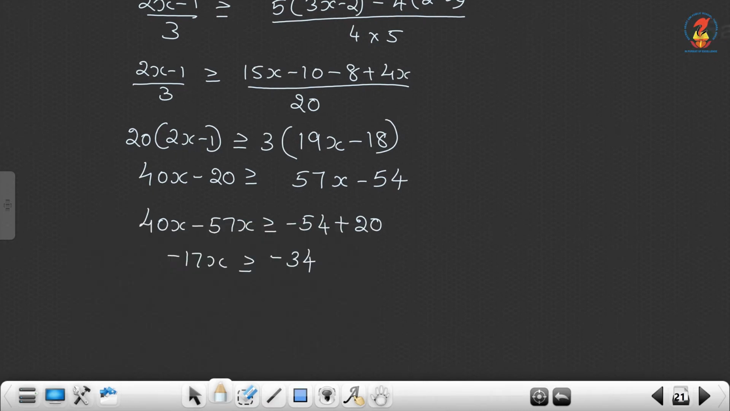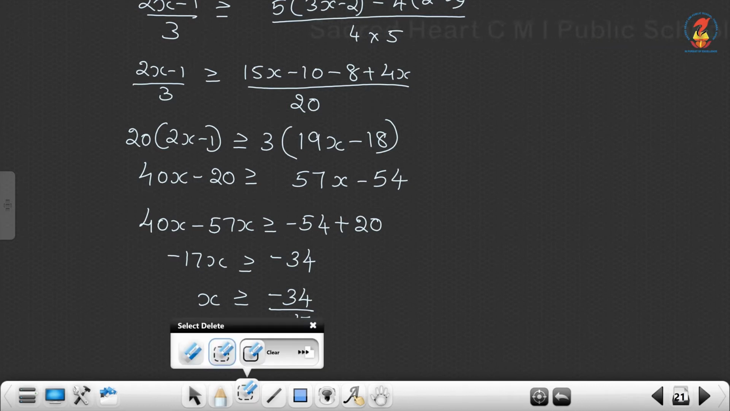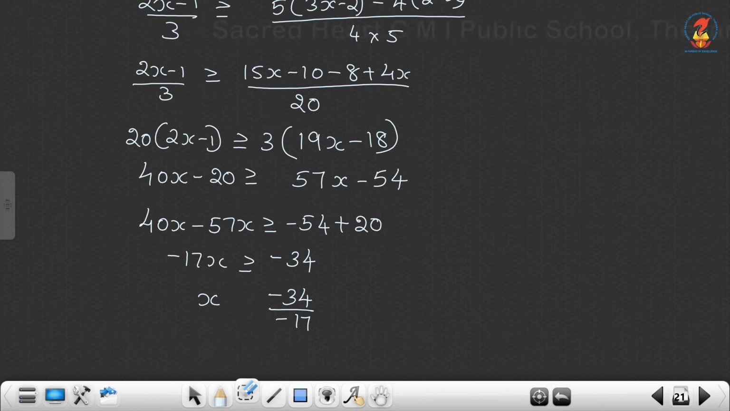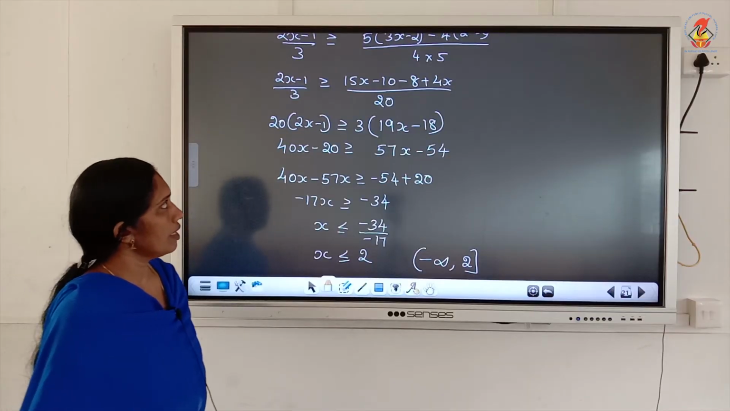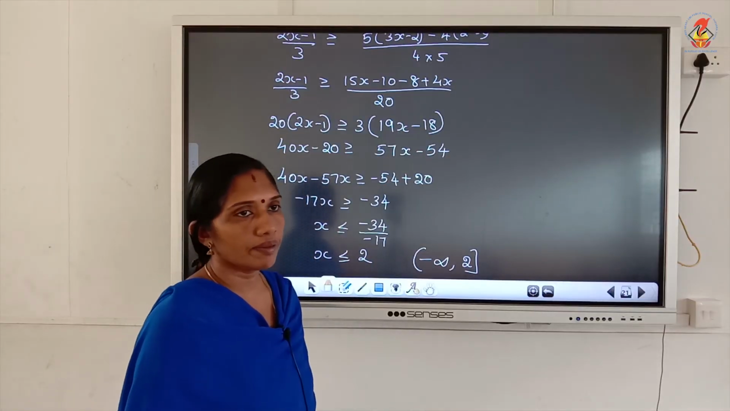It is not possible to cancel this negative sign. You have to divide the right hand side, −34, by −17. So when we divide by a negative number, the sign of the inequality is reversed. So you have to write less than or equal. So x ≤ 2. Okay. So what is the solution? Minus infinity to 2. 2 is closed, minus infinity is open. So in this way we can solve inequalities.